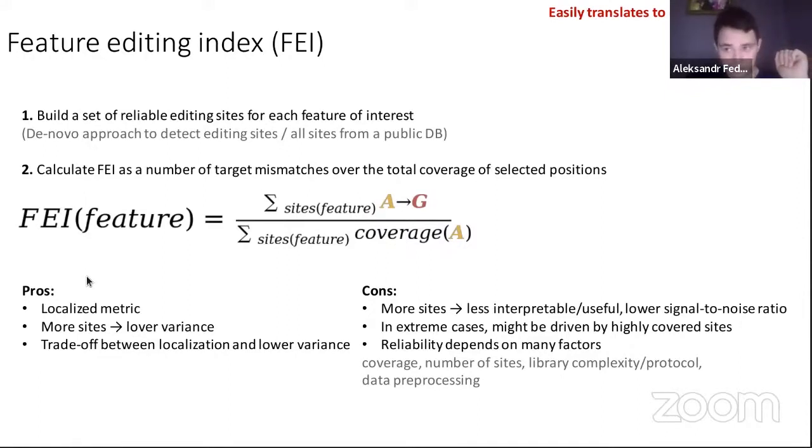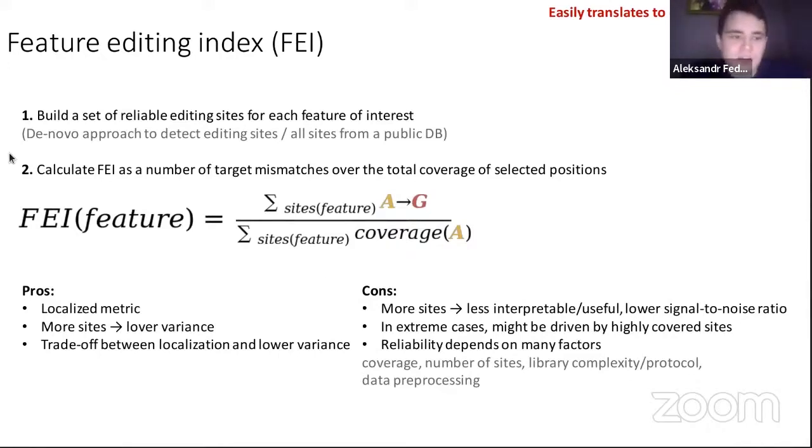It's a localized metric, which is good. We can relate it back to a particular region of the genome, to a particular gene. And the way we formulated it allows us to trade off localization, signal-to-noise ratio, and interpretability for lower variance. So the more sites you include in this metric, the lower the variance, and unfortunately, the lower the interpretability and maybe the signal-to-noise ratio. More sites, lower variance; fewer sites, higher variance, but also a few things to consider about interpretability and signal-to-noise.